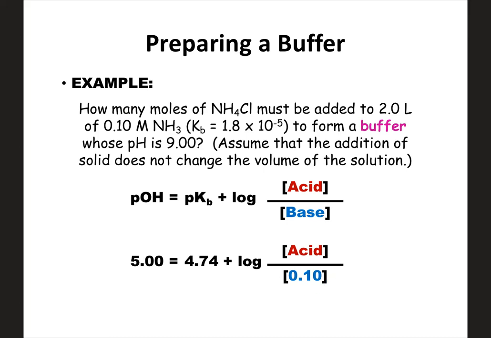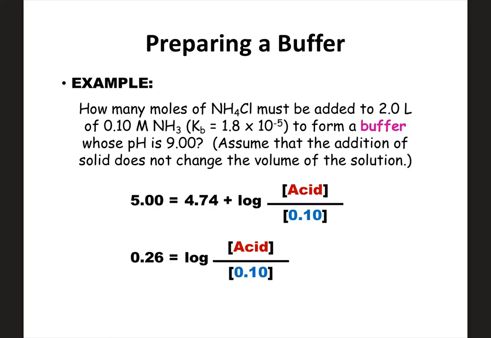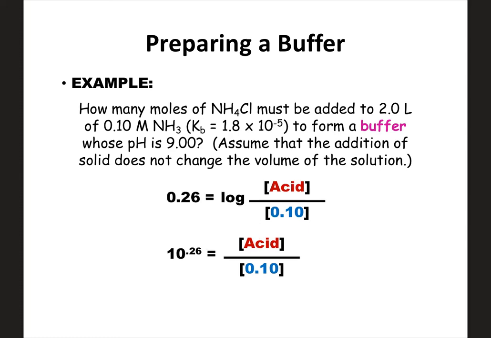So now we just need to do the math here in order to solve for the concentration of the conjugate acid. I just want to show you the steps here. The first thing I did was subtract 4.74 from both sides, and now I have 0.26 equal to the log of the concentration of the acid, which is what I'm solving for, all over the 0.10. Now I have to essentially get rid of the log here. To get rid of the log, I have to do 10 to the power of 0.26, right?